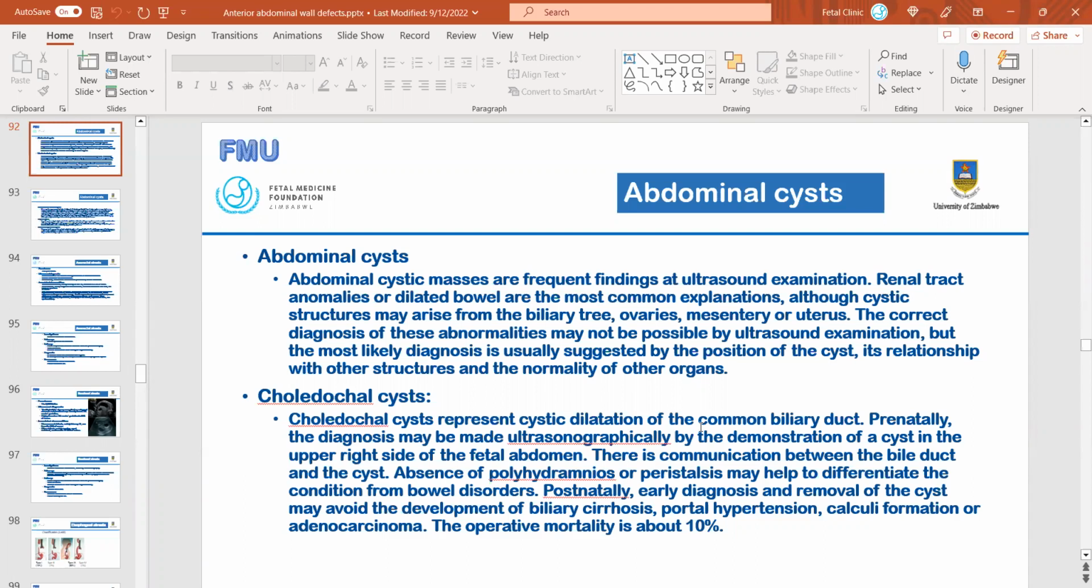Then absence of polyhydramnios or peristalsis may help to differentiate this condition from the bowel disorders. So if you don't see polyhydramnios and you check that cyst, there is no peristalsis, it's highly likely that it's a choledochal cyst rather than a bowel obstruction. Postnatally, it is important that the diagnosis is confirmed early and the cyst is removed to avoid the development of biliary cirrhosis or portal hypertension or stone formation and adenocarcinoma. The operative mortality is about 10% for the choledochal cyst. So it's a serious condition.